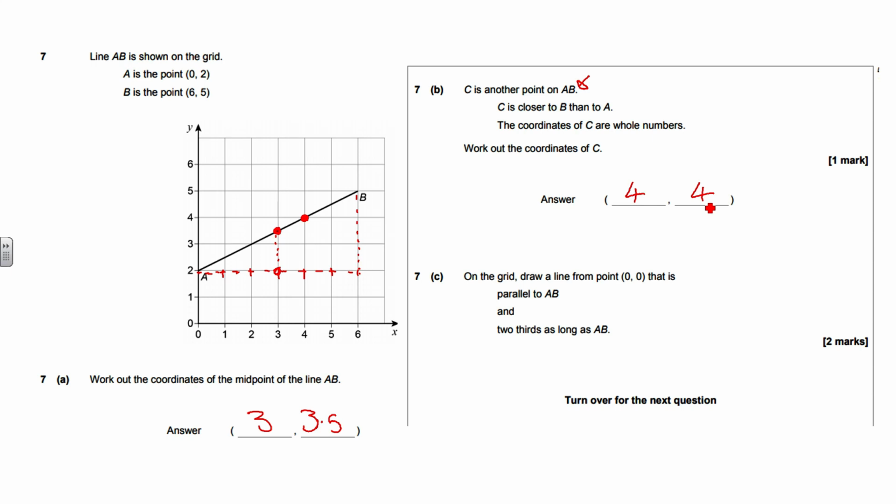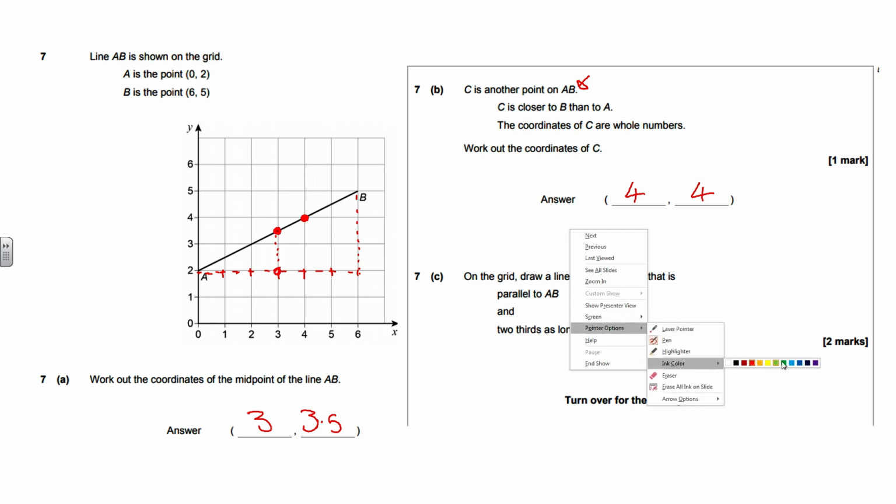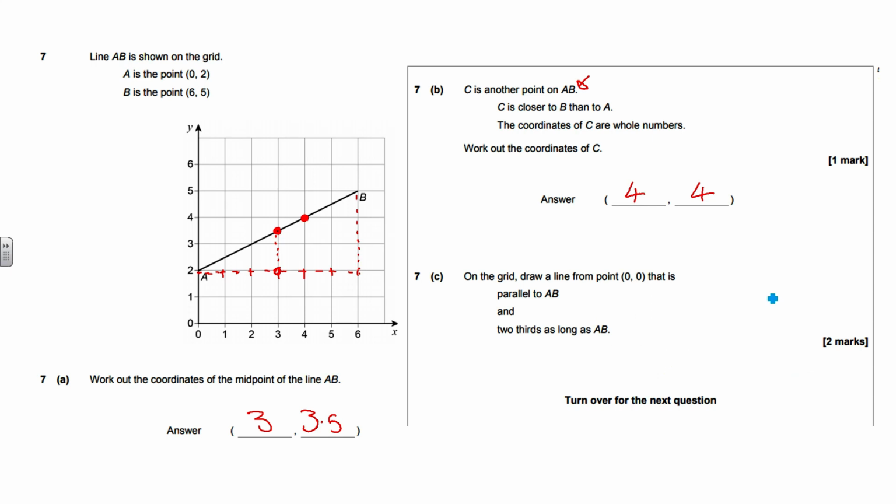Okay, question 7c. On the grid, draw a line from the point 0, 0 that is parallel to AB and 2/3 as long. So from 0, 0 going parallel to AB would basically mean it has to go in the same direction. So if we use that 6 across 3 up idea again, that tells us that to run parallel, it needs to be running in that direction. Now if it's also going to be 2/3 as long as AB, that means I need to make it shorter somehow. So I've drawn the dotted line to guide the direction. I'm now going to solidly draw in how long it needs to be.